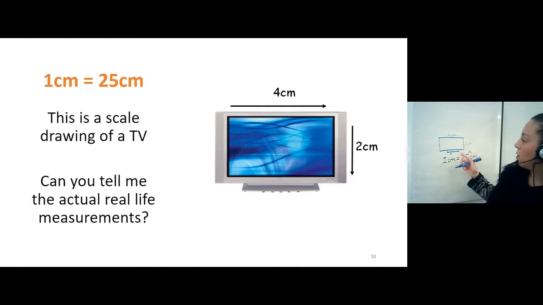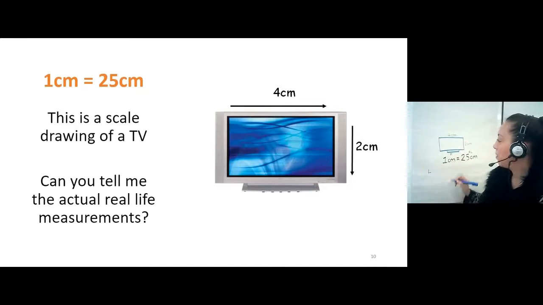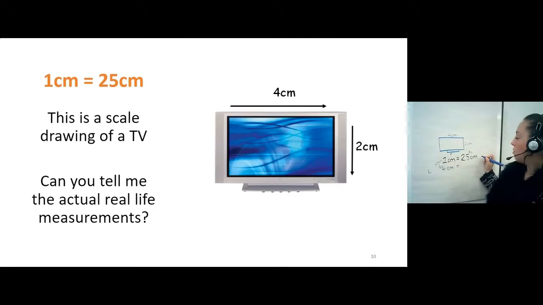So let's add what we know. We know this is a plan, so we're going to put our plan measurements in. Let's do the length first. So for the length, we know that it's 4 centimetres. So we've increased the plan size by 4 times. So we're going to increase the real life size by 4 times too. 25 times 4 will give us 100 centimetres. Okay? If you can write this out again each time if it's easier.